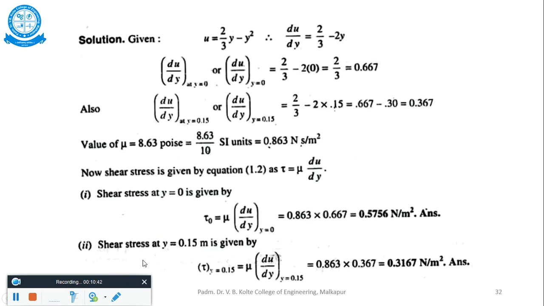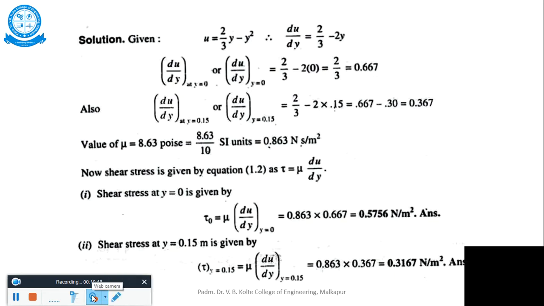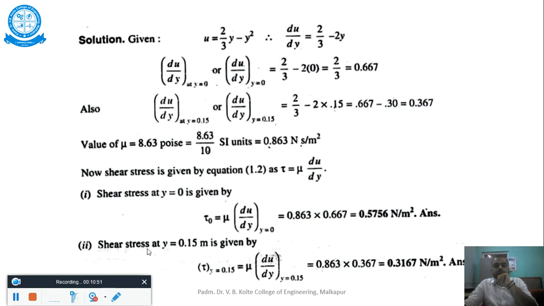Okay, now put up the formula. We have to put all these values in the equation. First case is shear stress at y equal to 0. The equation is tau 0 equal to mu into du by dy at y equal to 0. So put du by dy at y equal to 0, which is 0.667, multiplied by mu, 0.863. What do we get? We get 0.5756 Newton per meter square.